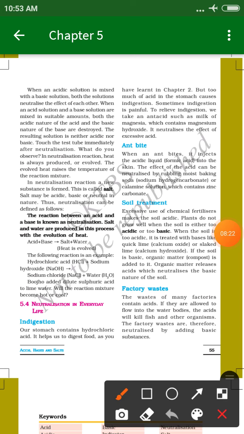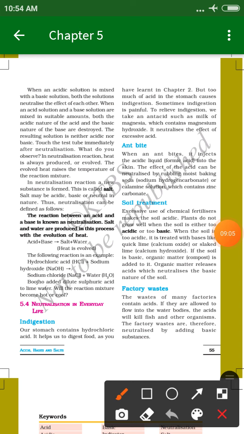Neutralization: the reaction between an acid and a base is known as neutralization. Salt and water are produced in the process, that is, acid and base are mixed to get salt plus water. So this is one example of the reaction: hydrochloric acid plus sodium hydroxide gives sodium chloride plus water. When hydrochloric acid and sodium hydroxide are mixed, it gives sodium chloride and water. So this is the neutralization reaction.